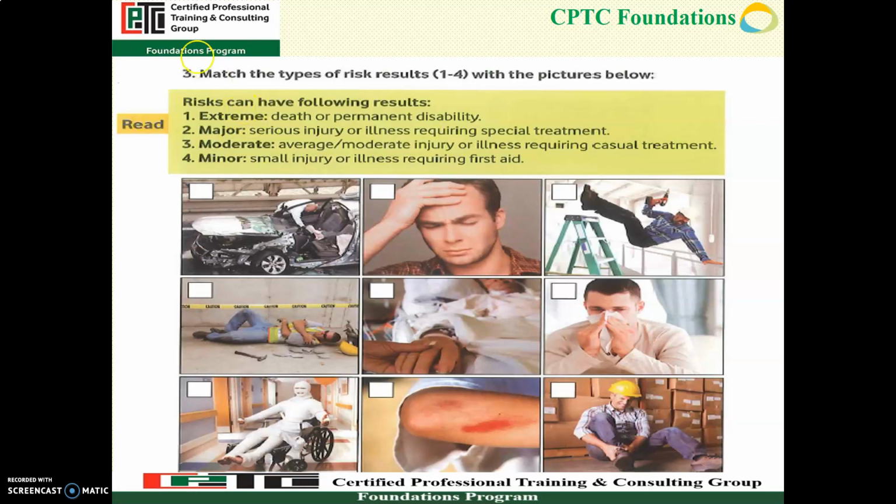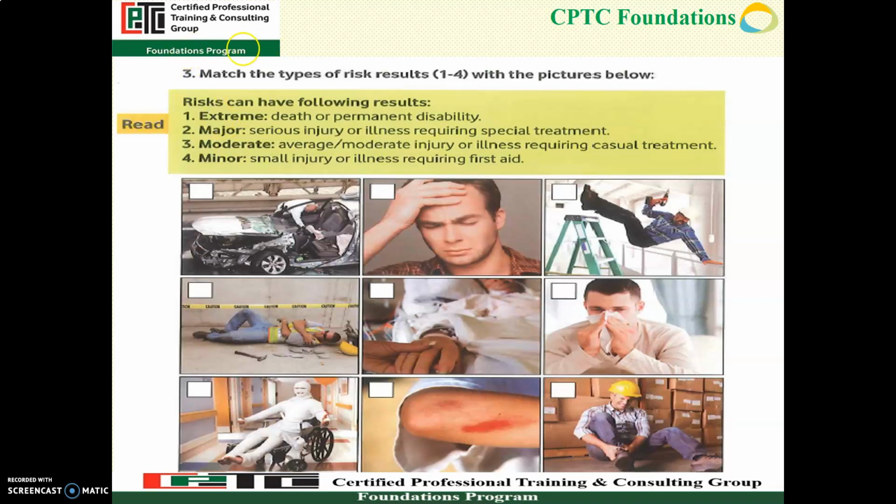Number 1 is the most dangerous, extreme, and then major is less dangerous than extreme, and moderate is less dangerous than major, and so on. Minor is the least dangerous one. It's not very dangerous. It doesn't require you to go to a hospital or seek medical care. You can take care of yourself. You can just apply first aid, and you will be okay.